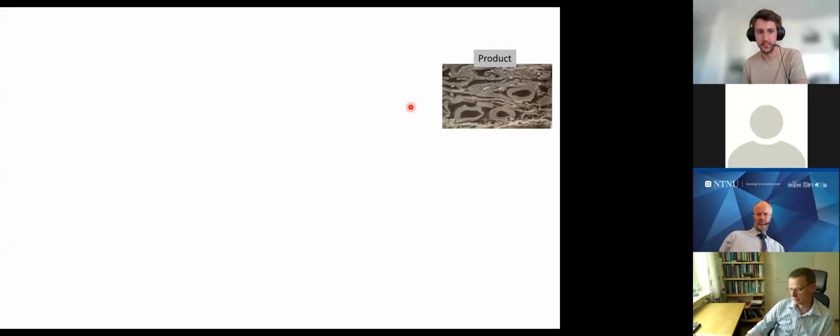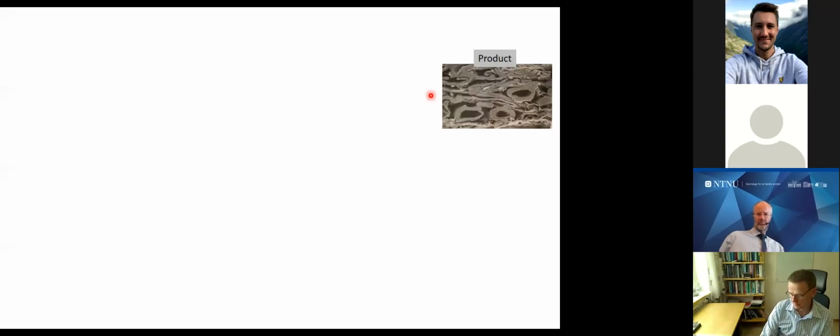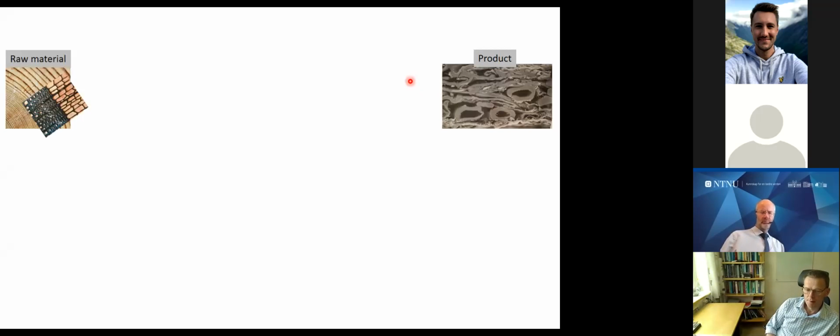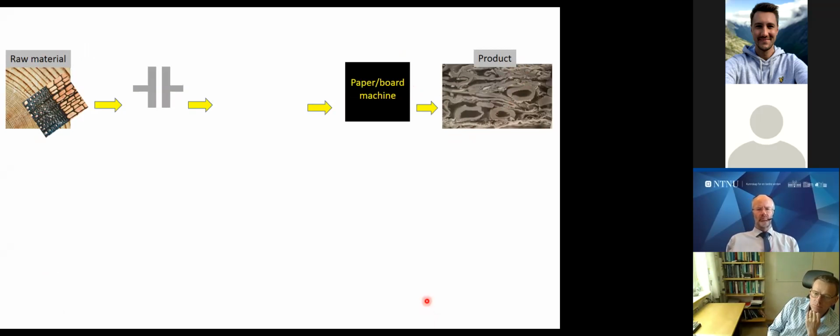Here you see a product. It's a cross-section of a paper, could also be a board. And the raw material, that's something we need to make a product. Here you see the raw material we have in pulping. It's a cross-section of a log, and you see the annual rings here, it's a really heterogeneous material, and you also see it's very heterogeneous in the product. But we need something more than raw material. We need processes. Here you see a schematic drawing of a refiner where we separate the fibers, and we have a paper machine so we can make the product.